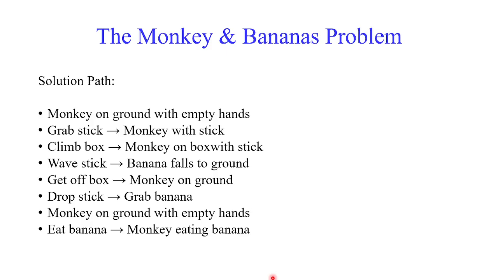So the final solution path is given for you here. Monkey was on the ground with empty hands, grabbing the stick. It will climb the box, wave the stick, get off the box, drop the stick. Monkey on the ground with empty hands, and finally it is eating the banana. So this is where the final solution comes out with proper planning. I hope the problem is clear.